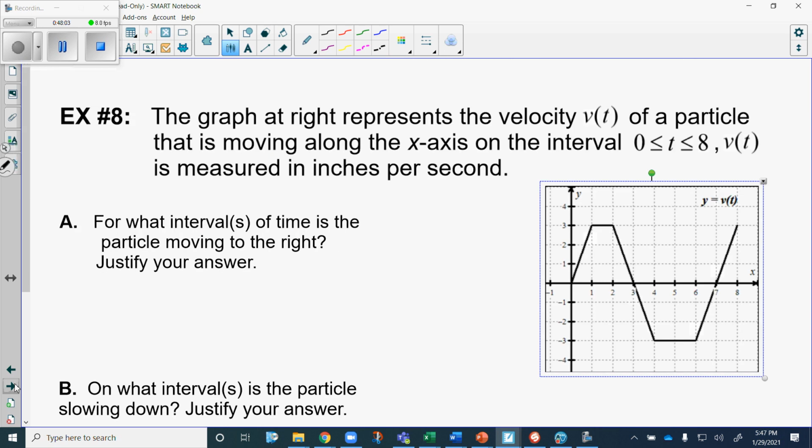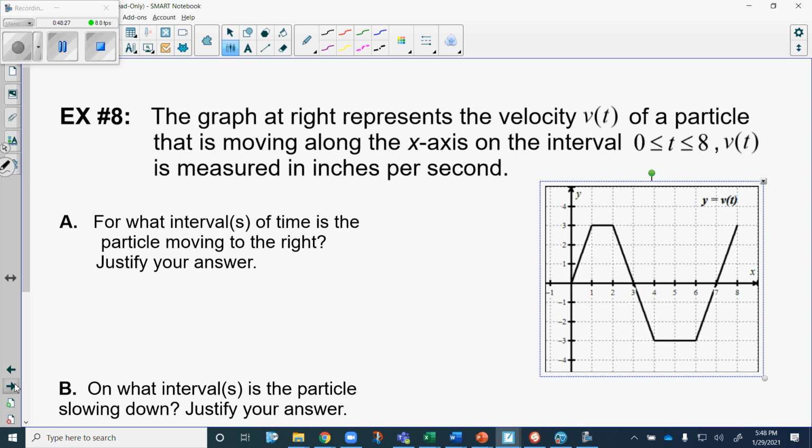So this last one here is giving it to us graphically, and it's in 4 parts. The graph at the right represents a velocity function of a particle that is moving along the x-axis on the time interval from 0 to 8 seconds in this case. For what interval or intervals of time is the particle moving to the right?